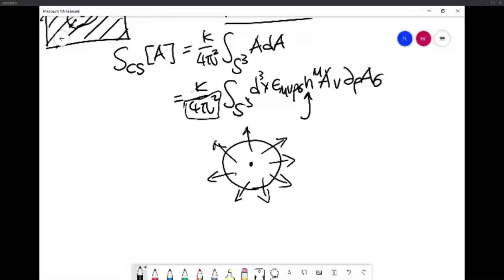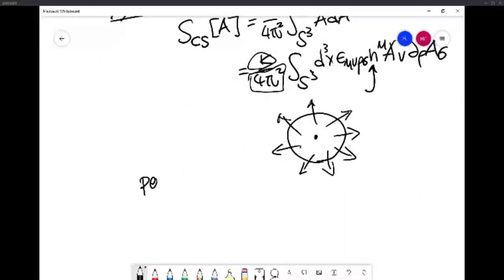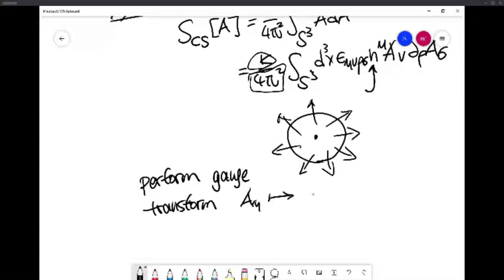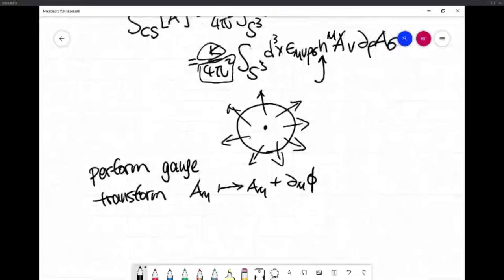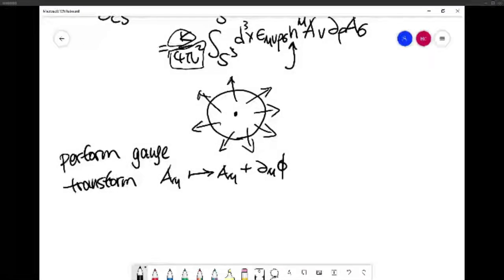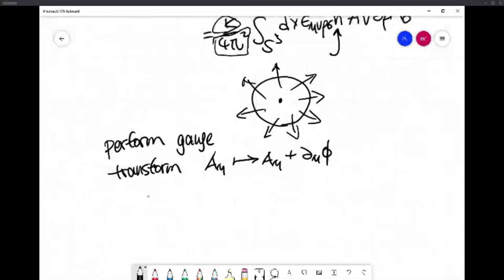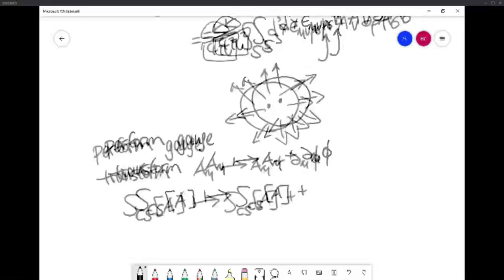But what about this k? What is this k here? What is this k? If we perform a gauge transformation, right? So a mu goes to a mu plus, I'm just going to write the gauge transformation very simply without e, without stuff like that, just adding a gradient. If I do this, then of course I'm going to get a couple of terms. So the Chern-Simons action is going to get mapped to the usual Chern-Simons action and plus some other stuff.